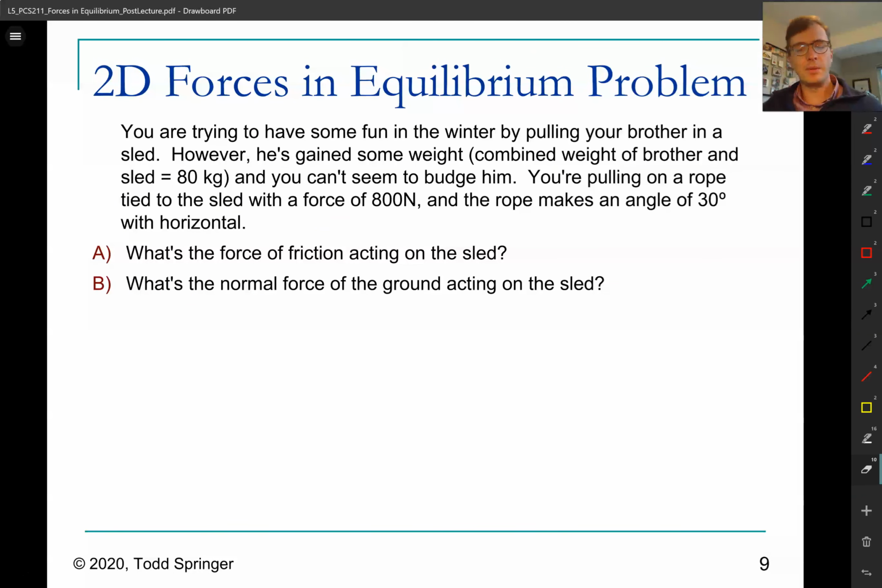Okay, so here's an example I'm going to illustrate for you of using this problem-solving strategy. Now, this is a very easy problem, so I will.